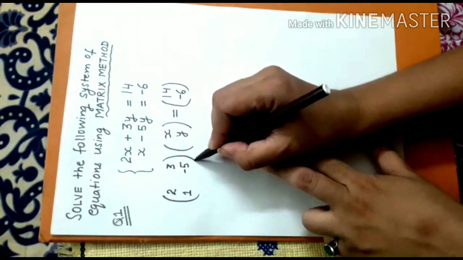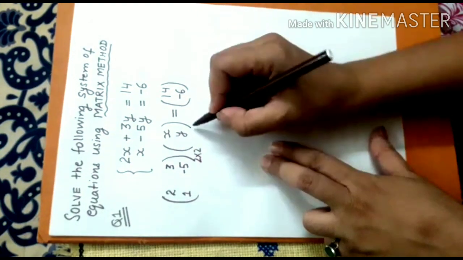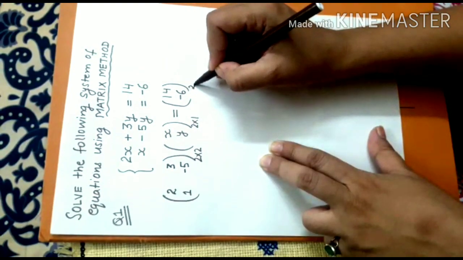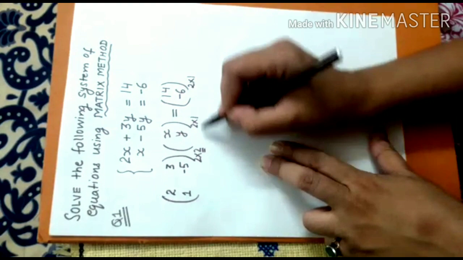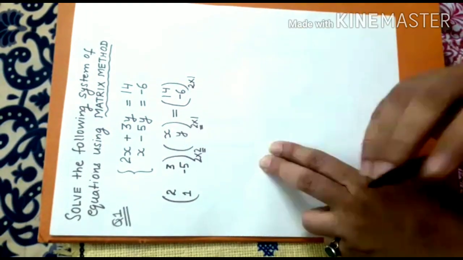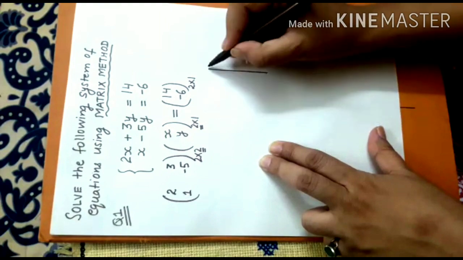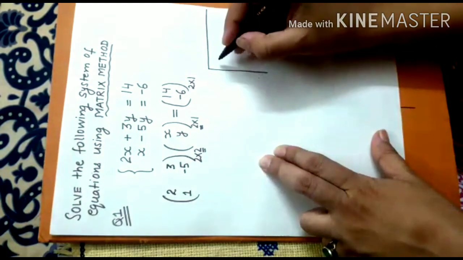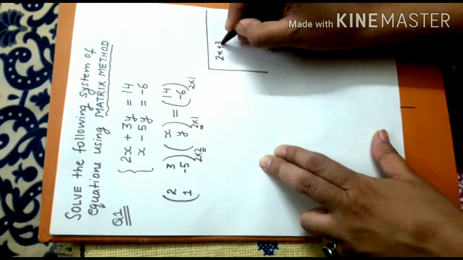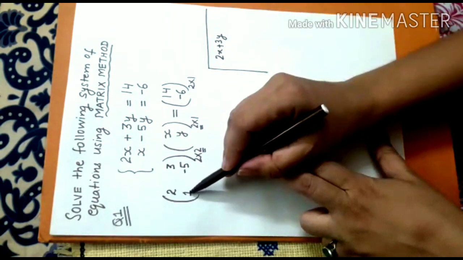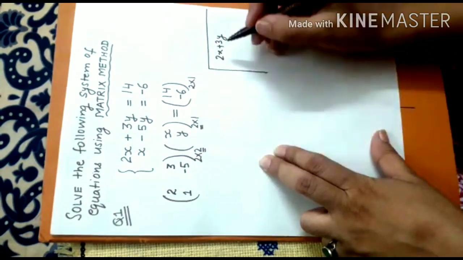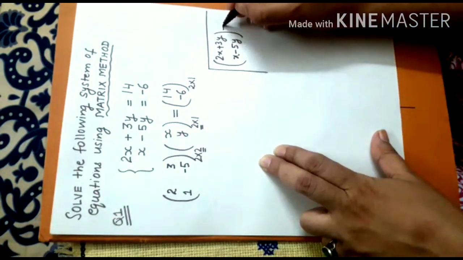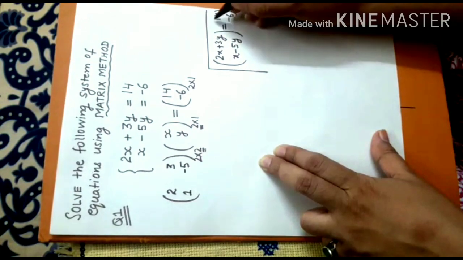Now look here, it is a 2 by 2 order matrix. This is a 2 by 1 order matrix, and this is again 2 by 1. If I multiply these two matrices, what do I get? The first row will be multiplied with the first column, so I'll be getting 2x plus 3y, and the second row will be multiplied with the first column, so it's x minus 5y. I'll be getting this matrix, and it is equal to this.